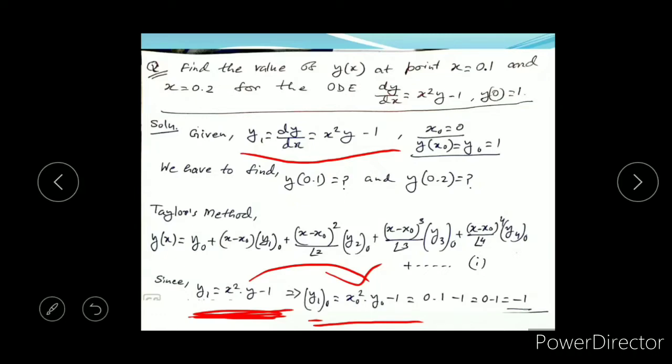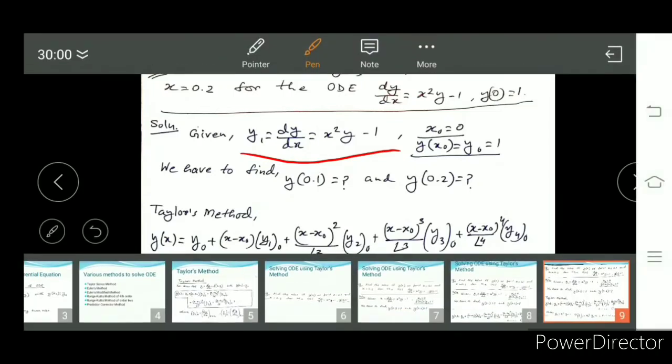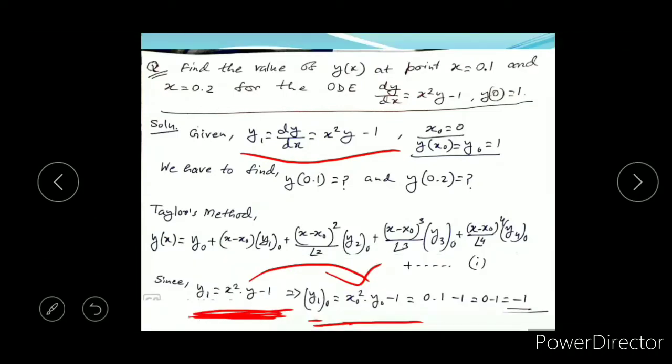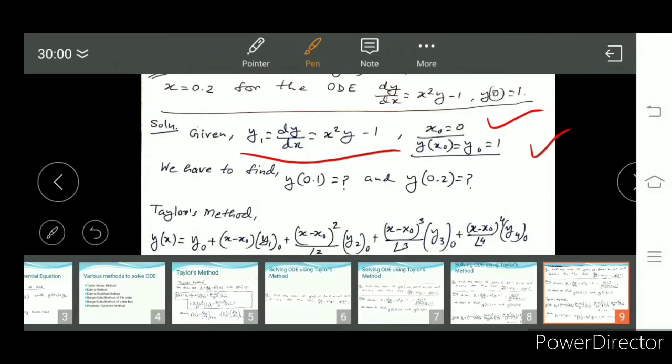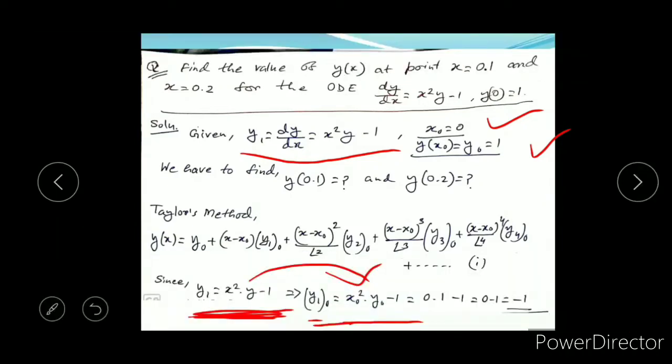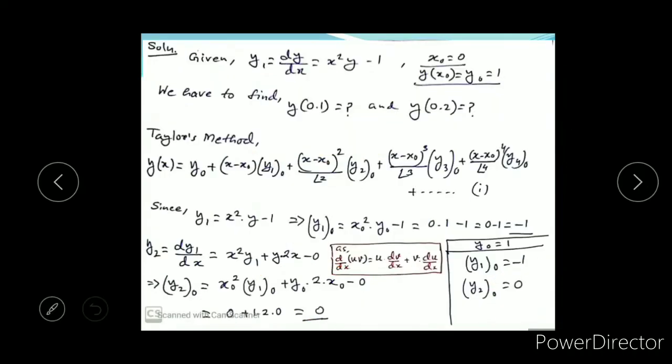equals, see, we already have these values for x0 and y0. x0 equals 0 and y0 equals 1. So by putting these values, 0 into 1 minus 1, that is 0 minus 1, it is minus 1. So y1 is minus 1 and y0 is 1, we have already got. Okay, so let us make a tabular format: y0 equals 1, y1 equals minus 1. Okay, now just check y2.